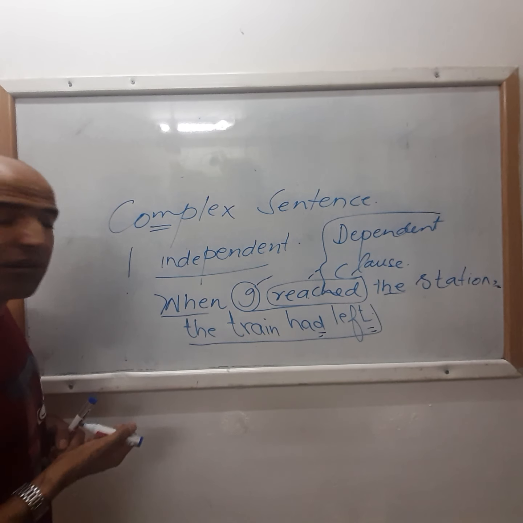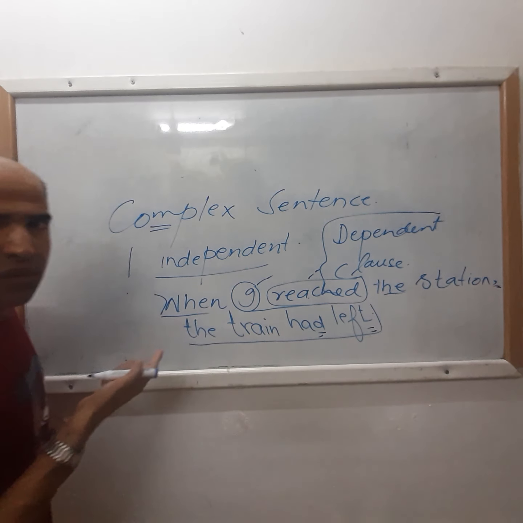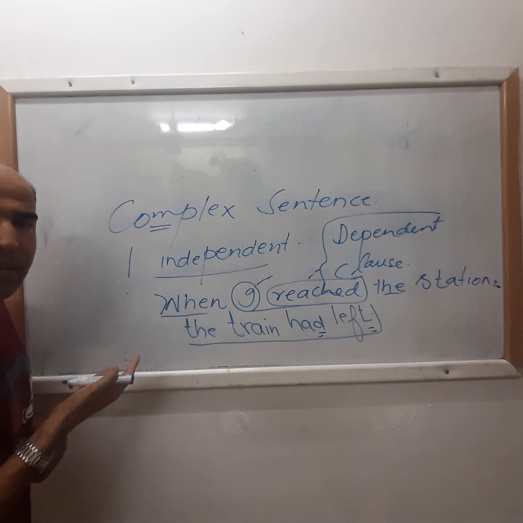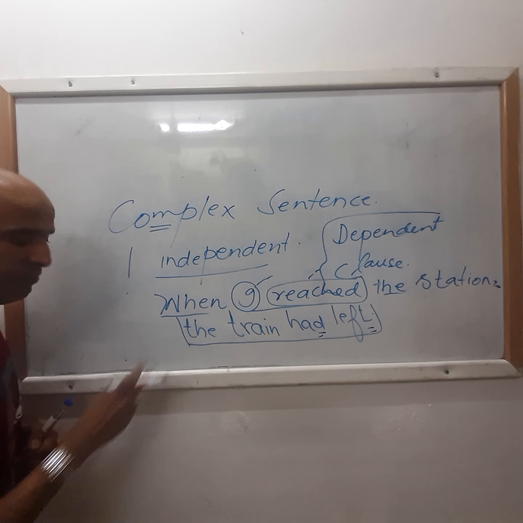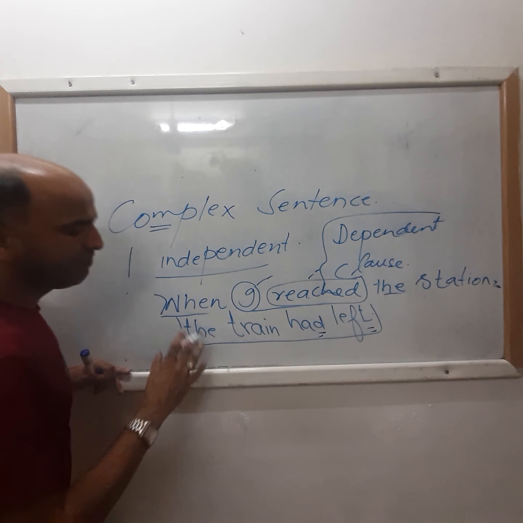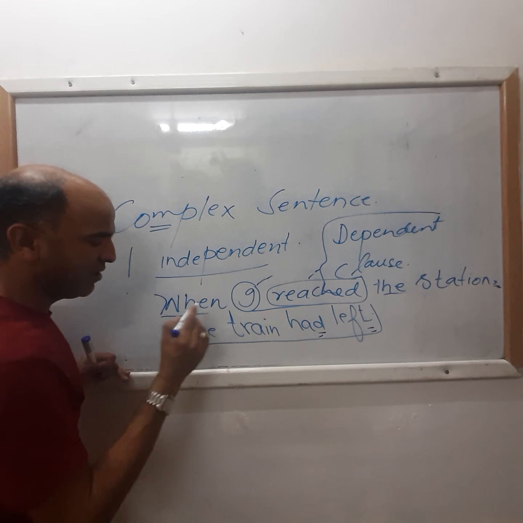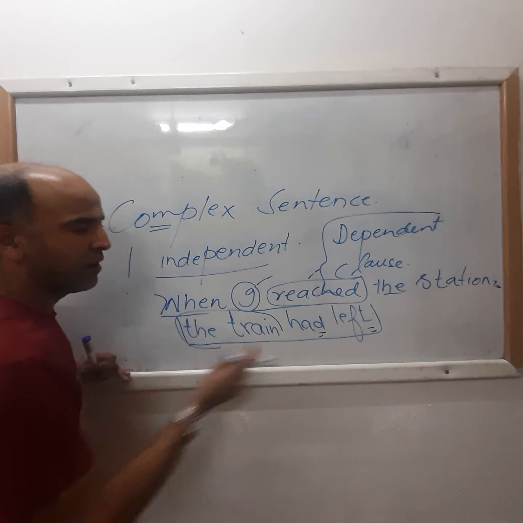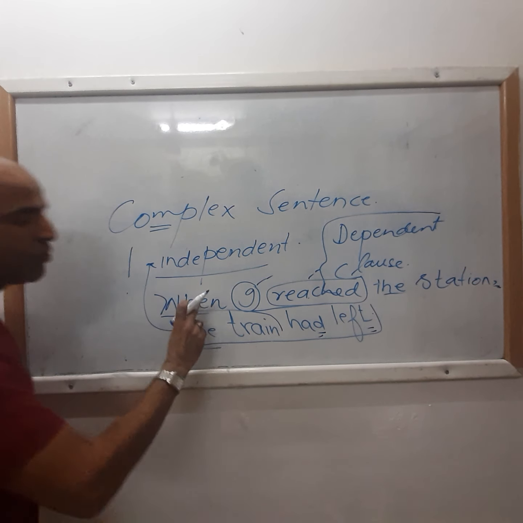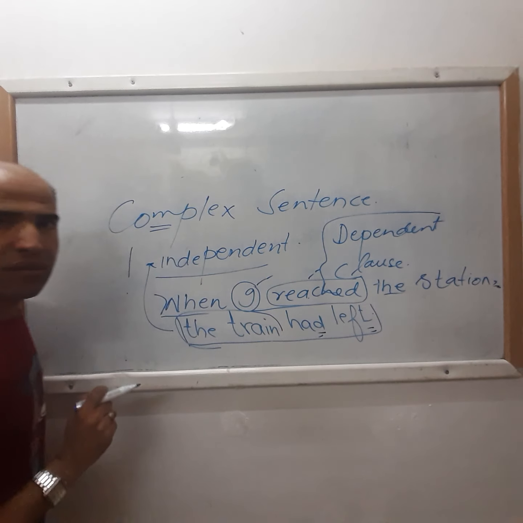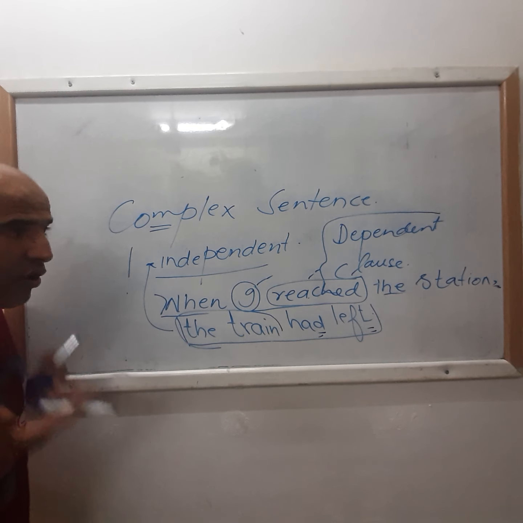Why is it a dependent clause? Because it has its own subject, it has its own verb, it is a group of words, but it does not give you a complete thought. It cannot stand on its own. Rather, it is depending on other words. The train had left. So the train had left is your independent clause, because the train is your subject, clear, and this is your verb, and it can stand on its own. So this is your independent clause. So this one is your dependent clause. Clear? When I reached the station, this is your dependent clause.